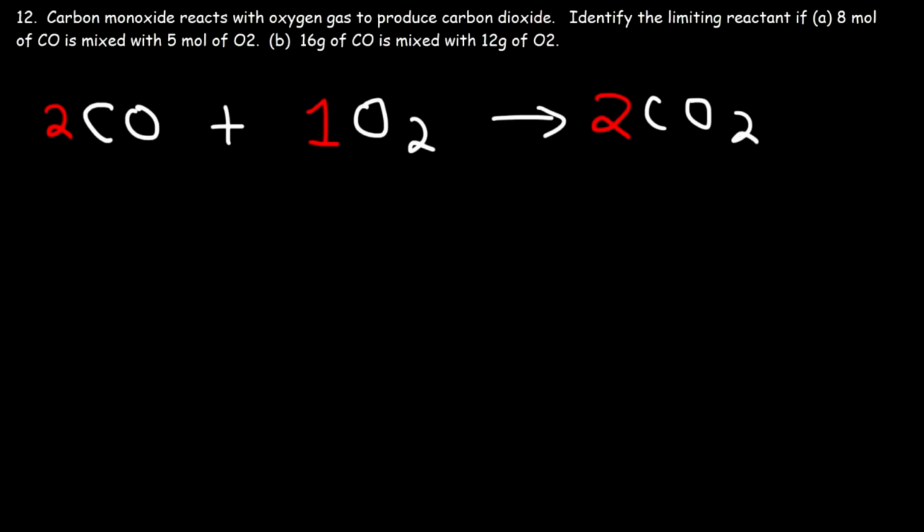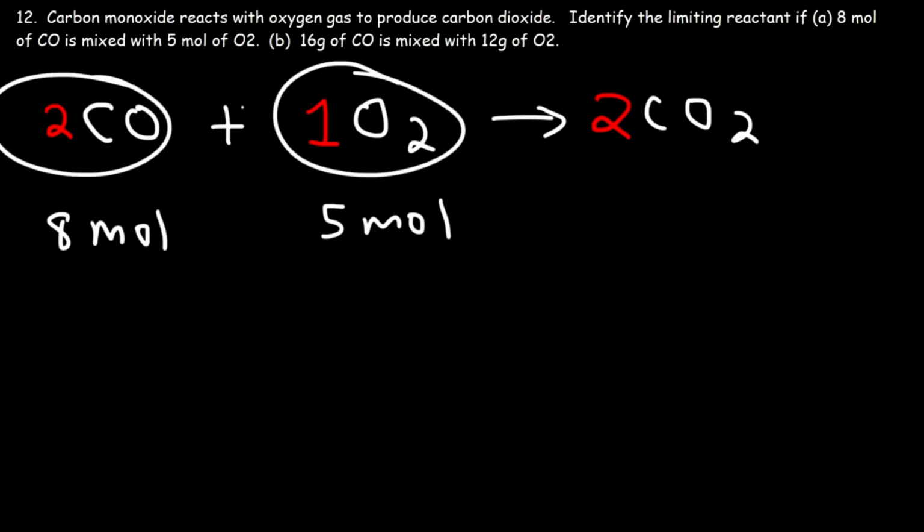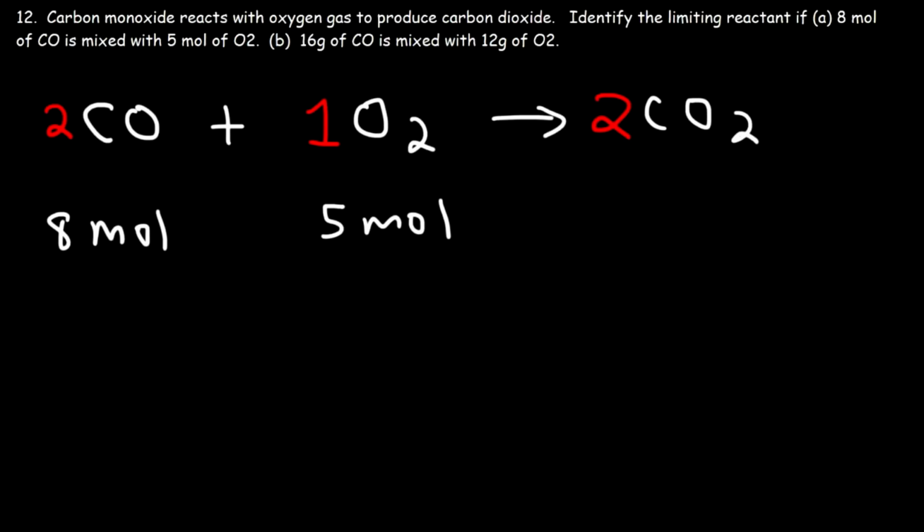So if we mix 8 moles of carbon monoxide with 5 moles of O2, which one is going to be the limiting reactant? Now, the limiting reactant is simply the reactant that runs out first. As the reaction progresses, the amount of carbon monoxide and oxygen will eventually go to zero. And they don't have to reach zero at the same time. One of these reactants will hit zero first.